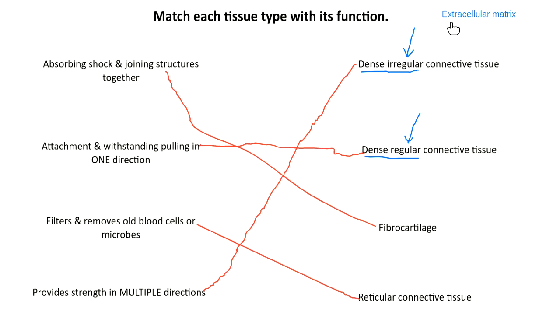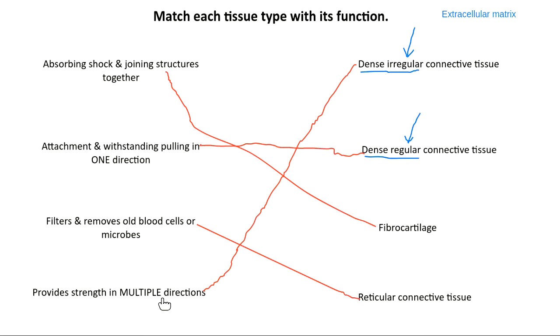So dense, irregular connective tissue has a whole bunch of proteins outside the cells. Those proteins are arranged irregularly, meaning they're going all over the place. It's a big mess. If I've got proteins that are going all over the place in all kinds of directions, that's going to help me be strong in multiple directions.